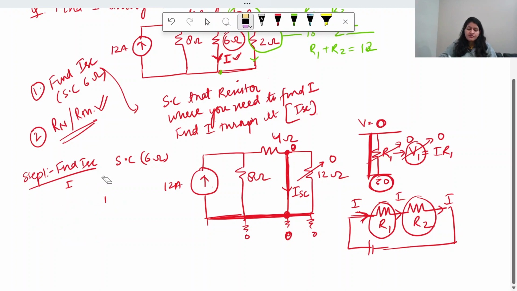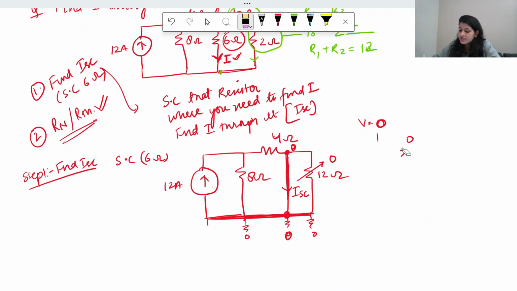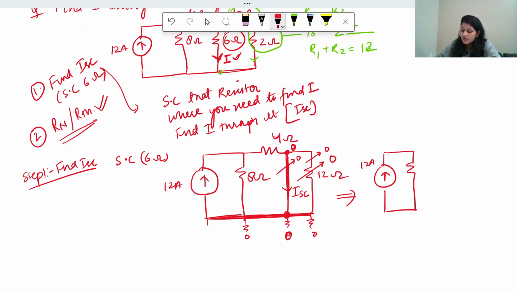So from this point we can conclude that the voltages in both these branches are the same. I'll just rub this all out to make it neat and clear. If the voltage in this branch is 0, the voltage across this branch will also be 0, and the circuit will look somewhat like this. It is 12 ampere, this is 8 ohm, this is 4 ohm, and this is the short circuit branch, and here you need to find the value of that current, which is ISC.